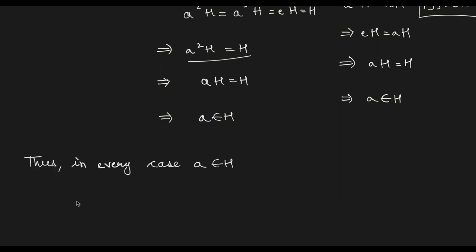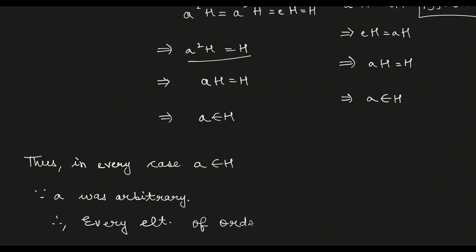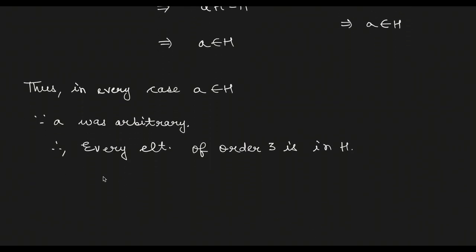Thus, in every case, A belongs to H. Now as A was arbitrary, therefore every element of order 3 is in H. Every element of order 3 is in H, but the order of H is 6. This is a contradiction.